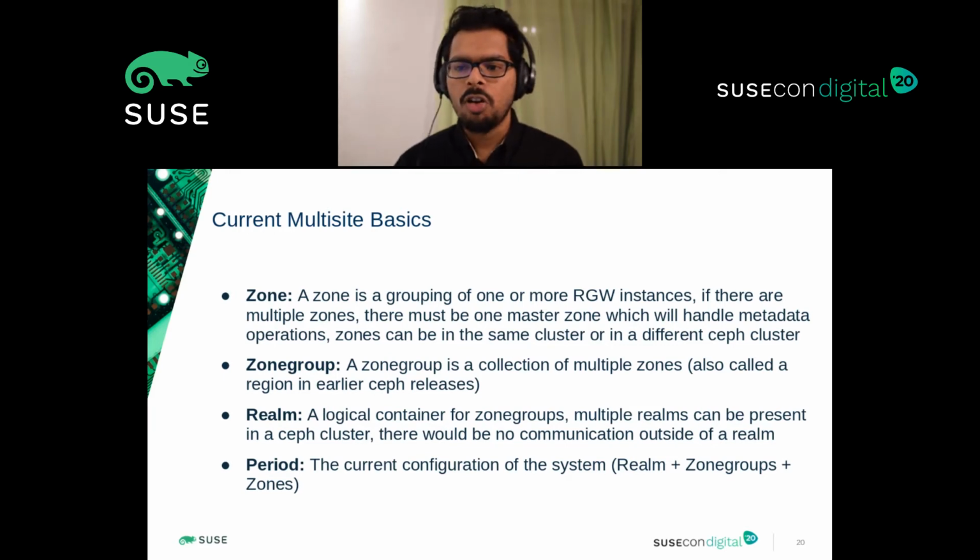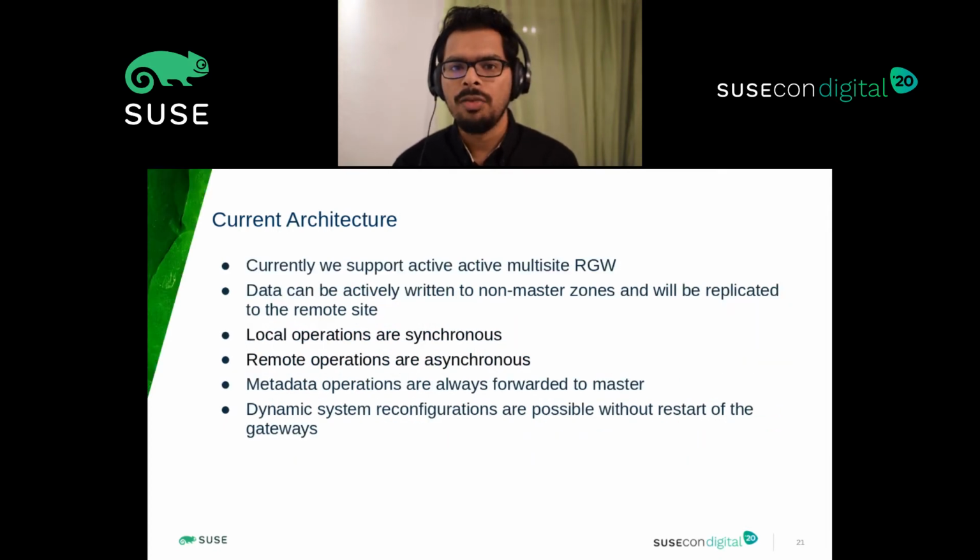So when we talk about the current architecture, we currently support active-active multi-site. Which means that data can be actively written in both master and non-master RGWs. Local operations are synchronous to the local Ceph cluster that you're contacting, and remote operations would be asynchronous.